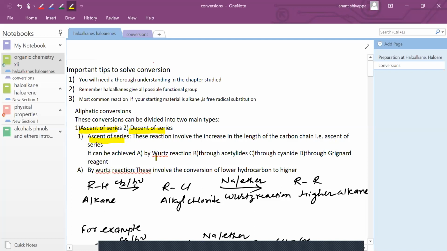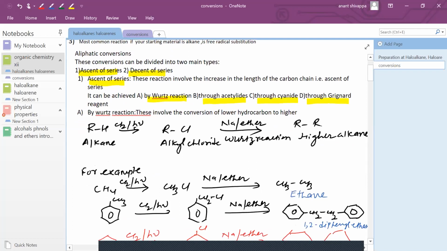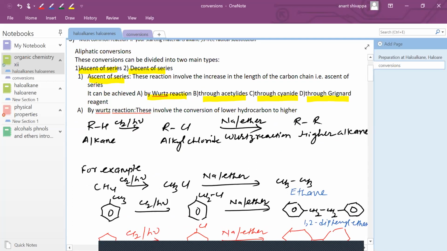It can be achieved by the Wurtz reaction, which you have studied in class 11, through acetylides, which you have studied in alkynes in class 11th, through cyanide, which you have studied in class 12th in haloalkanes, and through Grignard reagent, which you have studied in class 11th as well as in class 12th in haloalkanes. So these are the reactions which deal with the ascent of series. It means they increase the number of carbons in the product when the reactant is converted into product. So first we'll discuss the Wurtz reaction.